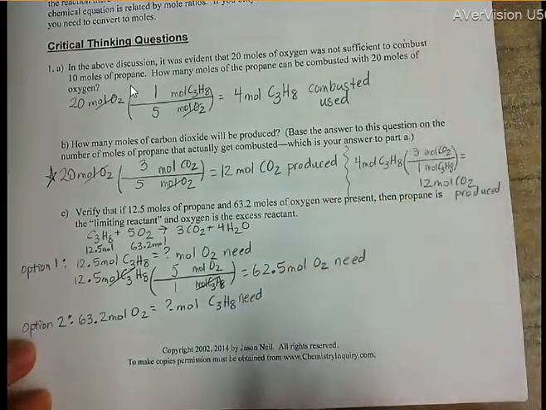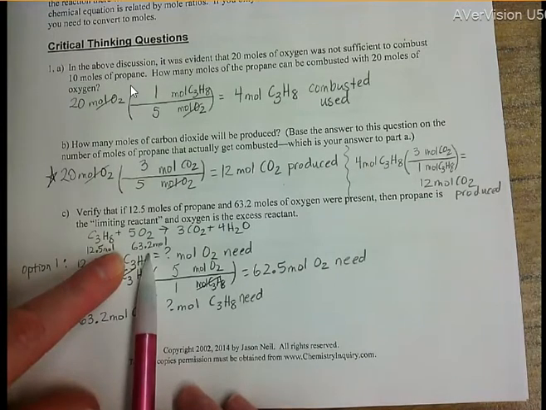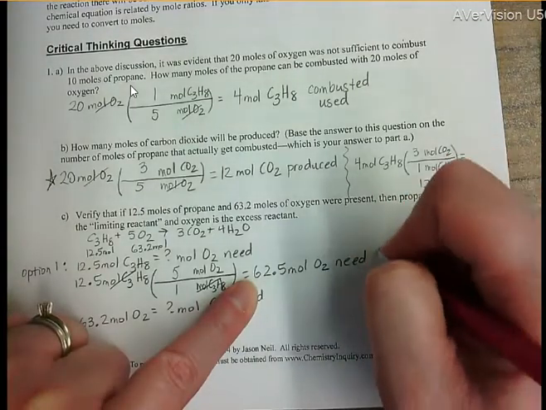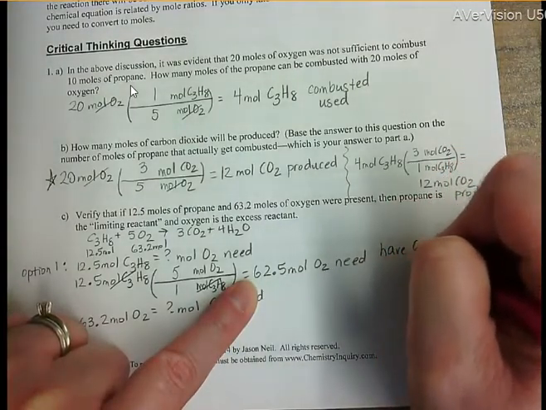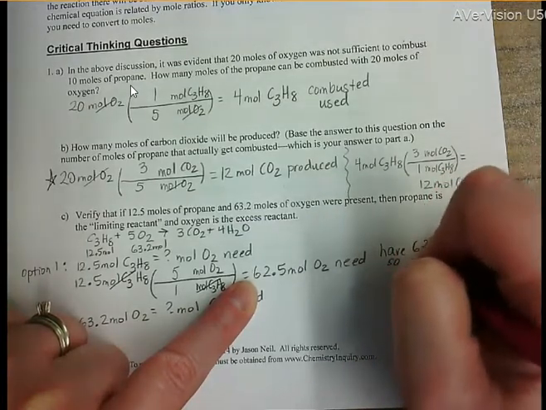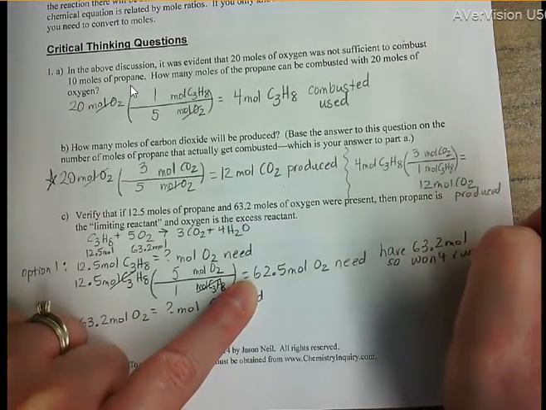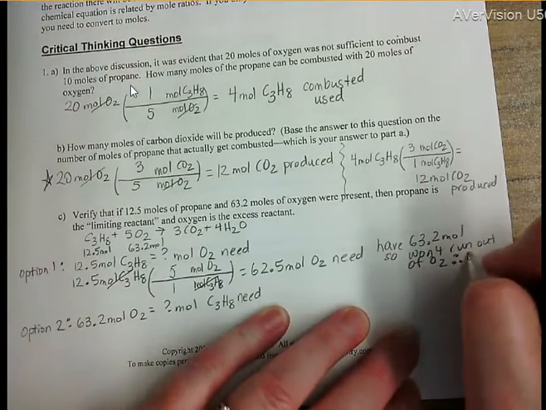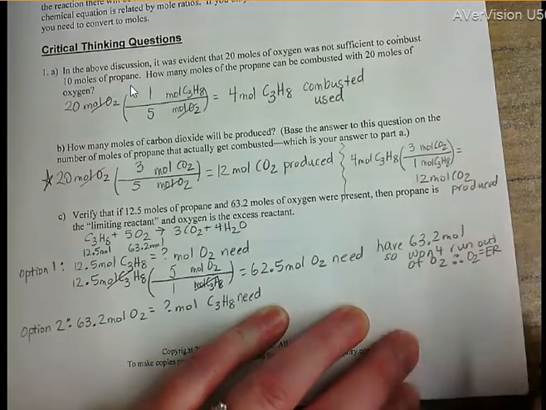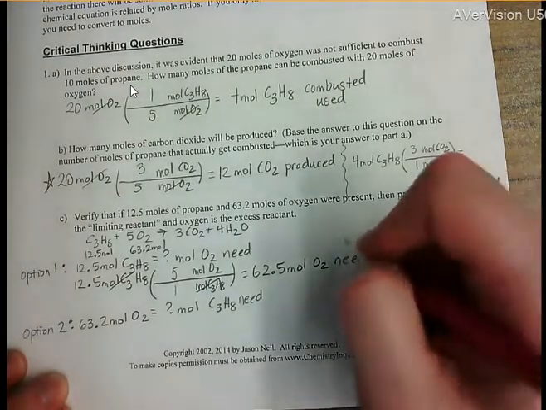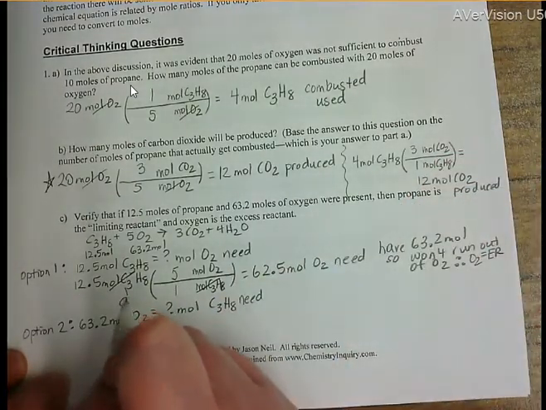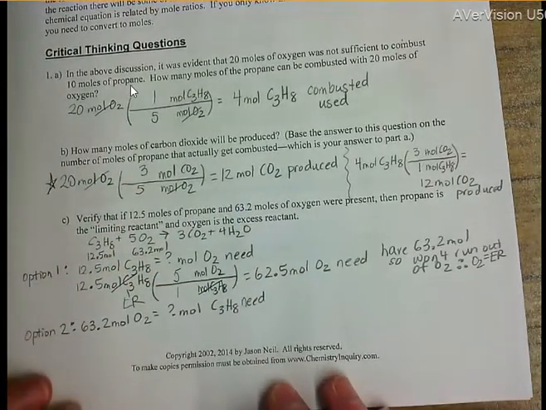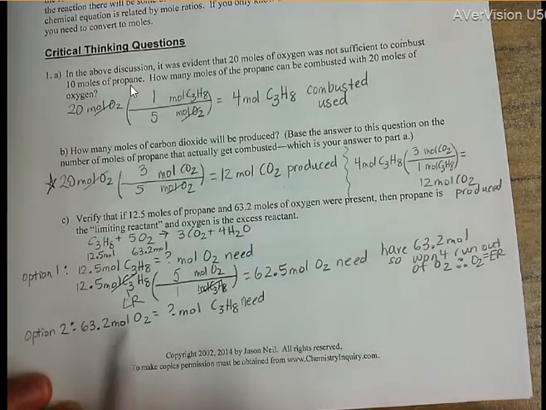Now, how much do we have? We have 63.2 moles. So to burn all of this propane, I need 62.5, and I have 63.2 moles. So I won't run out of oxygen. Therefore, oxygen is my excess reagent or reactant, and that makes propane my limiting reagent or limiting reactant. Okay? So, we just proved that.